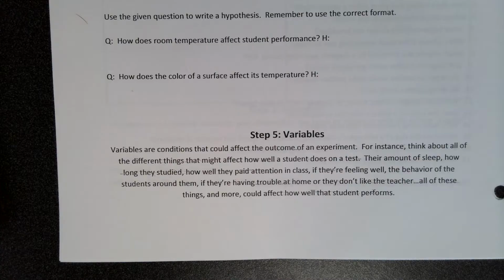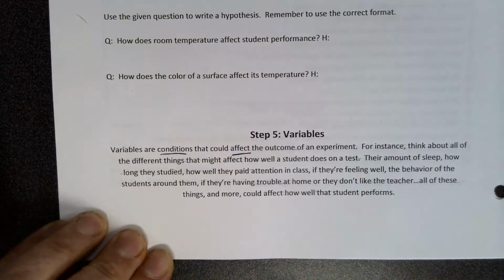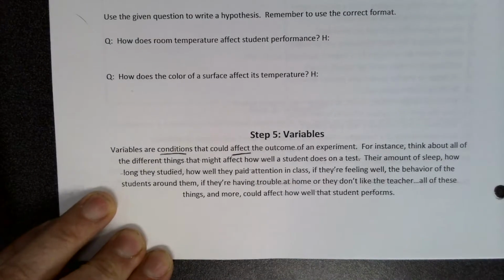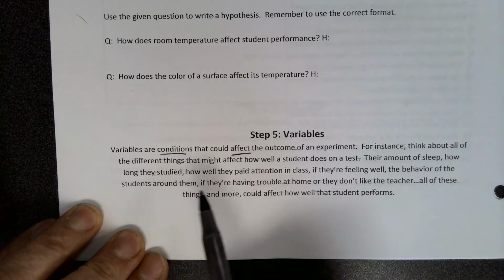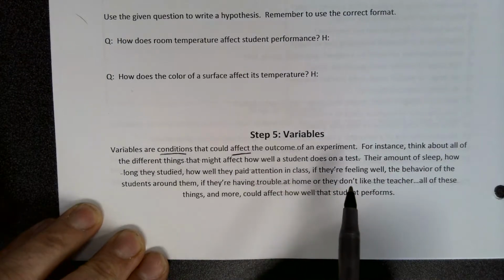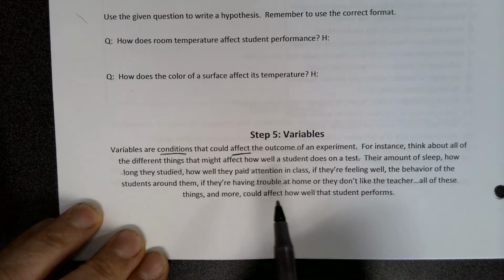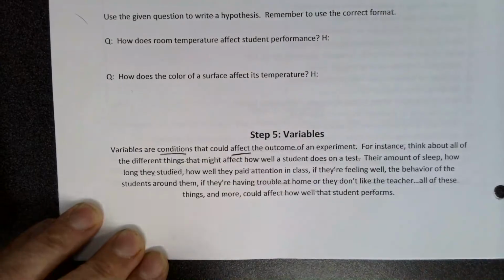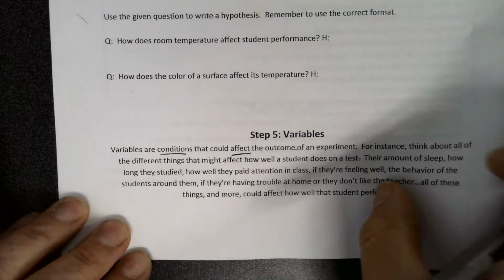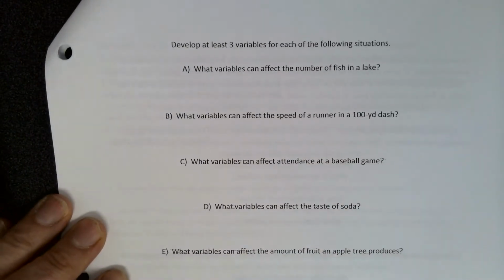So first of all, the definition of variable is any condition that affects the outcome. Think about all of the different things that might affect how well a student does on a test, like their amount of sleep, how long they studied, how well they paid attention in class, how they're feeling, behavior of students around them, et cetera. They could affect student performance. So these are all considered variables. You could determine so many variables in lots of scenarios. So the first step is just to think about what the variables might be.